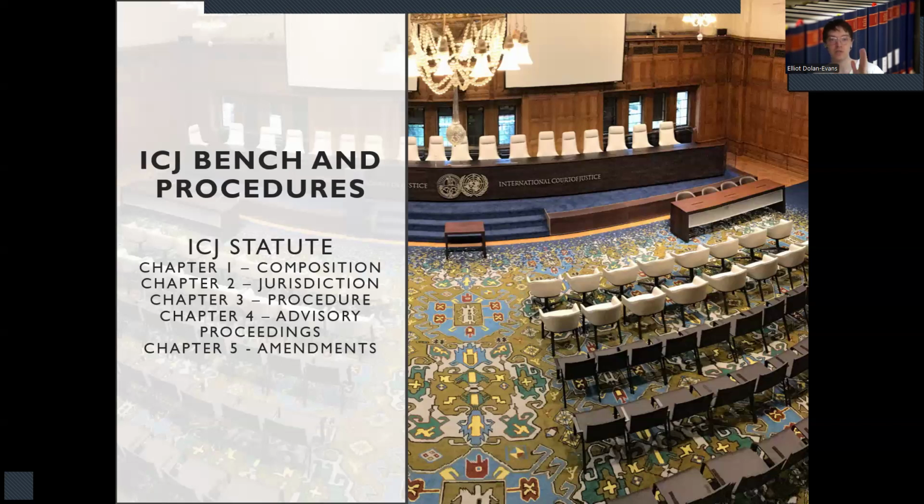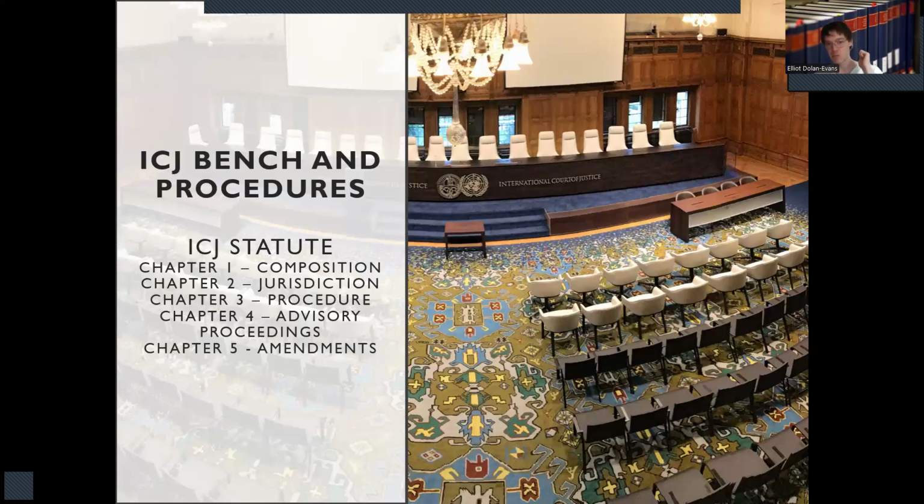Now, Chapter 4 deals with advisory proceedings, and this is quite peculiar for a court of justice. So certain organs of the United Nations and affiliated agencies can request legal advice from the court on a question that arises within the scope of their activities or competences. And this legal advice is supposed to be authoritative, but it's not binding or executory.